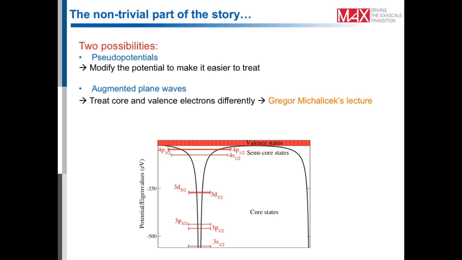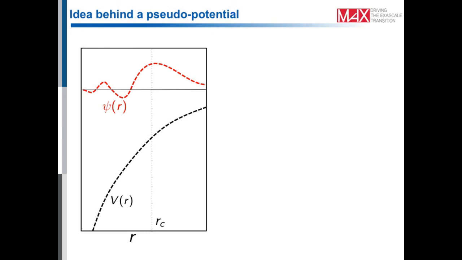In the case of pseudopotentials, you forget about the core states, or you actually include them into the pseudopotential that you will produce. As I said about augmented plane waves, you will hear more about them at Gregor's talk a little bit later on today. So let me just tell you the idea behind the pseudopotential. For one thing, as I said, you have this singularity. So you have infinite potential at the position of the ion, which leads to a strongly oscillating wave function. And you would like to get rid of that.